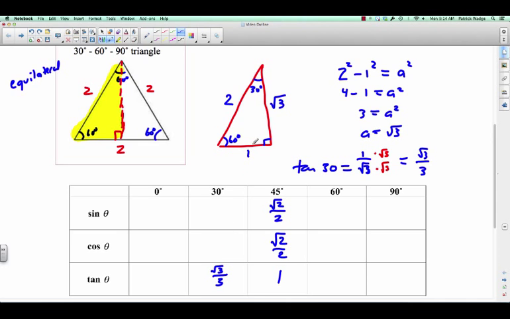How about cosine 30? Cosine is adjacent, root 3, over hypotenuse, 2. So root 3 over 2. How about sine 30? That's opposite, which is 1, over hypotenuse, which is 2. Do the same for 60. Let's start with sine this time. Sine 60 equals opposite, root 3, over hypotenuse, 2. Cosine 60 equals adjacent, 1, over hypotenuse, 2. And tan 60 equals opposite, root 3, over adjacent, 1. So root 3 over 1, or just root 3.